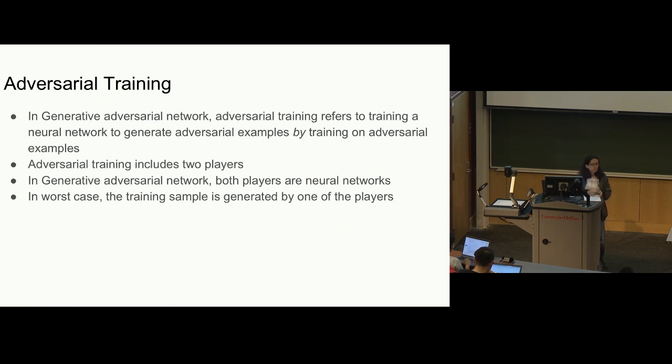And it is called adversarial training because in the worst case, your input is coming from another player in the network, which is not real, and so you actually want the network to be able to distinguish whether it's an adversarial example, generated by the network, or whether it's a real one.